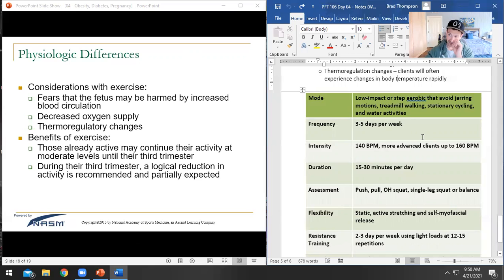But there's a lot of benefits to exercise. A lot of people oftentimes will say, oh, well, pregnant client, you've got to just take it easy for the next 9 months. And that's not accurate. Those who are already active can absolutely continue activity, even at moderate levels. It doesn't even have to be low intensity, all the way up until the third trimester. And then we make what we call a logical reduction, where you're basically just going to take it ever so slightly easier in that third trimester, take it down to low intensity and just try to stay active.